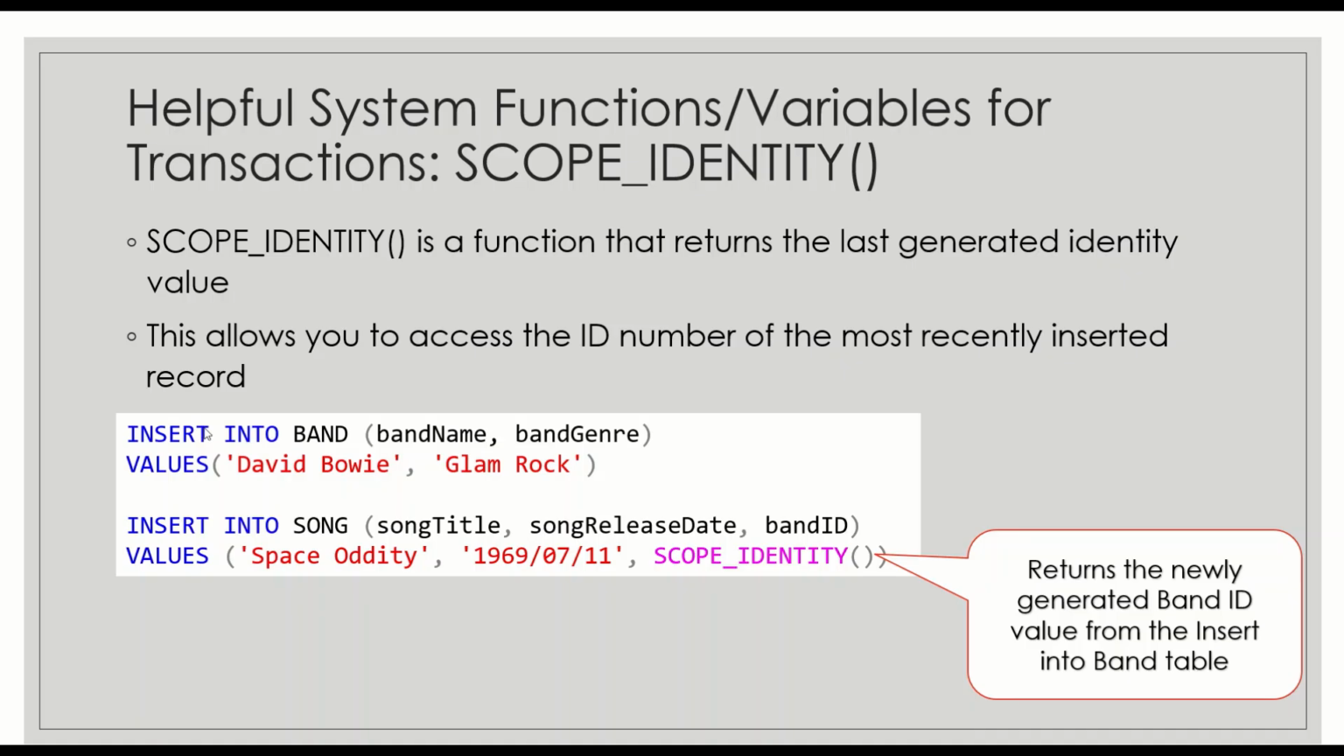And if we don't know the band ID, this is where scope identity comes in. So in our second insert, you can see that we have to insert into song the title, the release date, and the band ID. So where are we getting the band ID from? We're using scope identity. Calling that function tells us the last generated identity value.